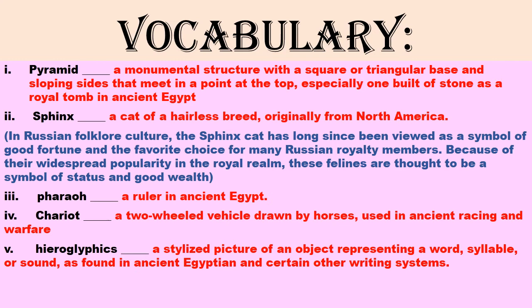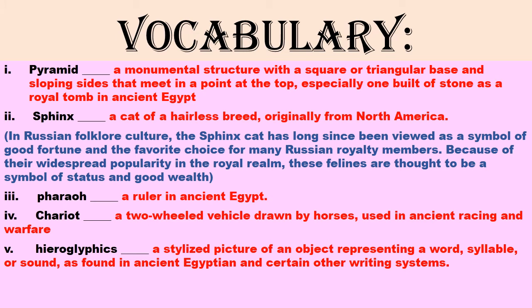Number 1, pyramid. It means a monumental structure with a square or triangular base and sloping sides that meet in a point at the top, especially one built of stone as a royal tomb in ancient Egypt. If you have seen the photos of ancient Egypt, you will find the pyramids, right?